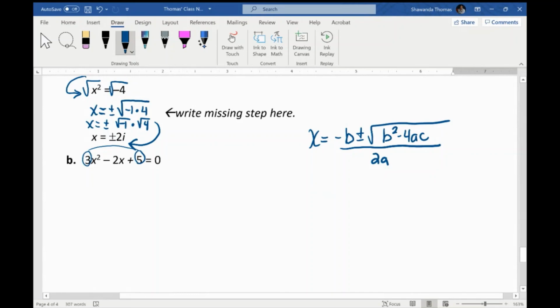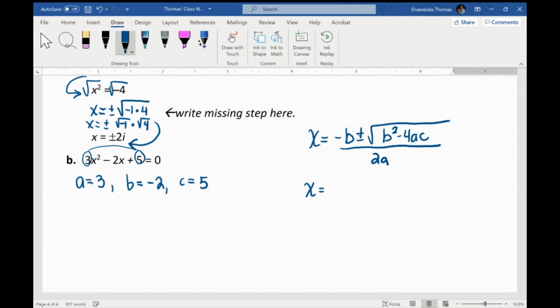Let's identify what A is, B is, and C is. What is A? 3. B equals negative 2, and C equals 5. Very nice. So when we plug it in, we have x equals negative what? What are we plugging in for B? Negative 2.